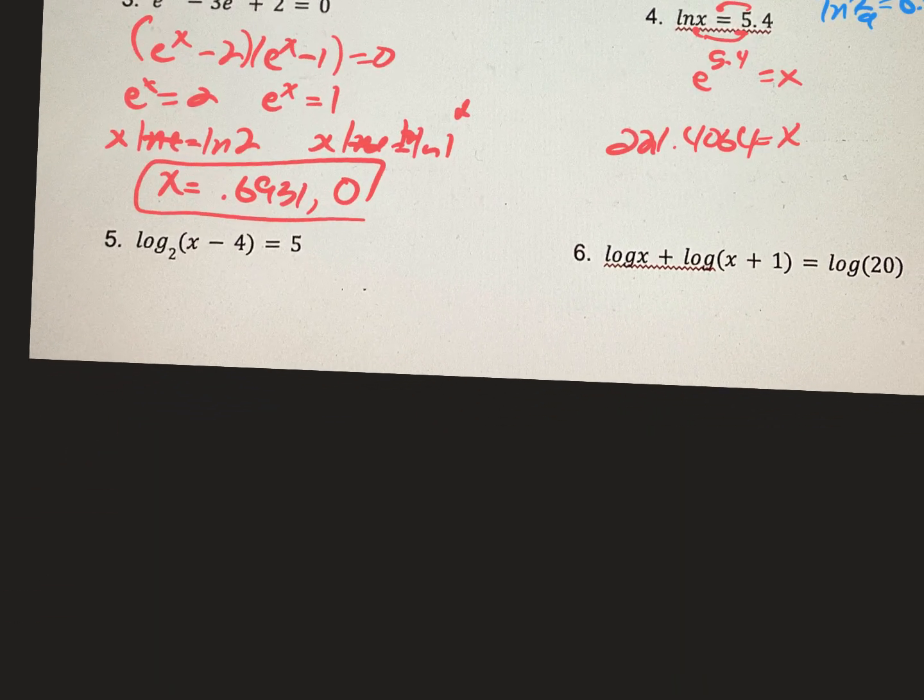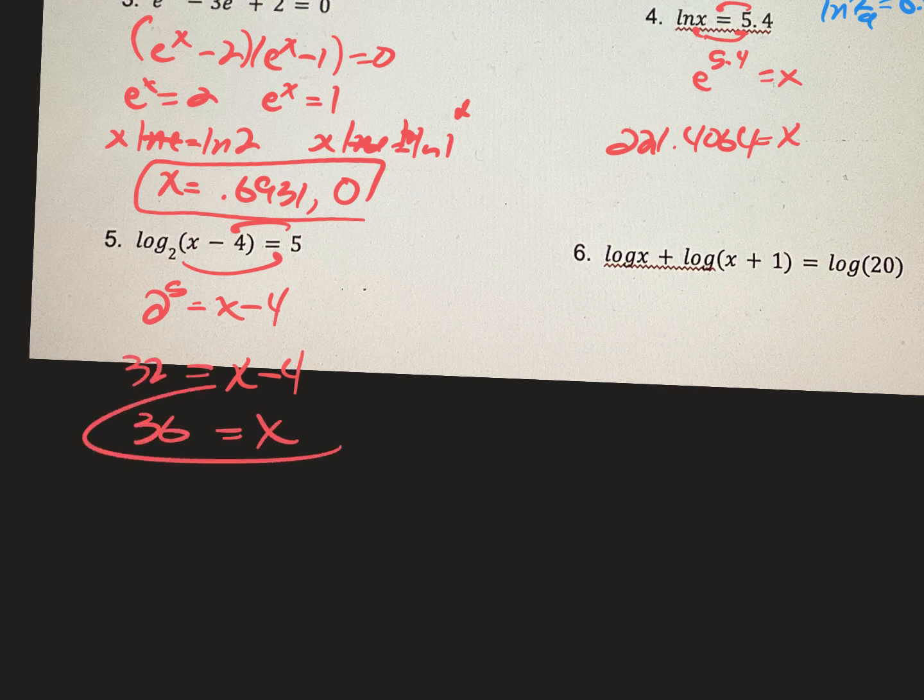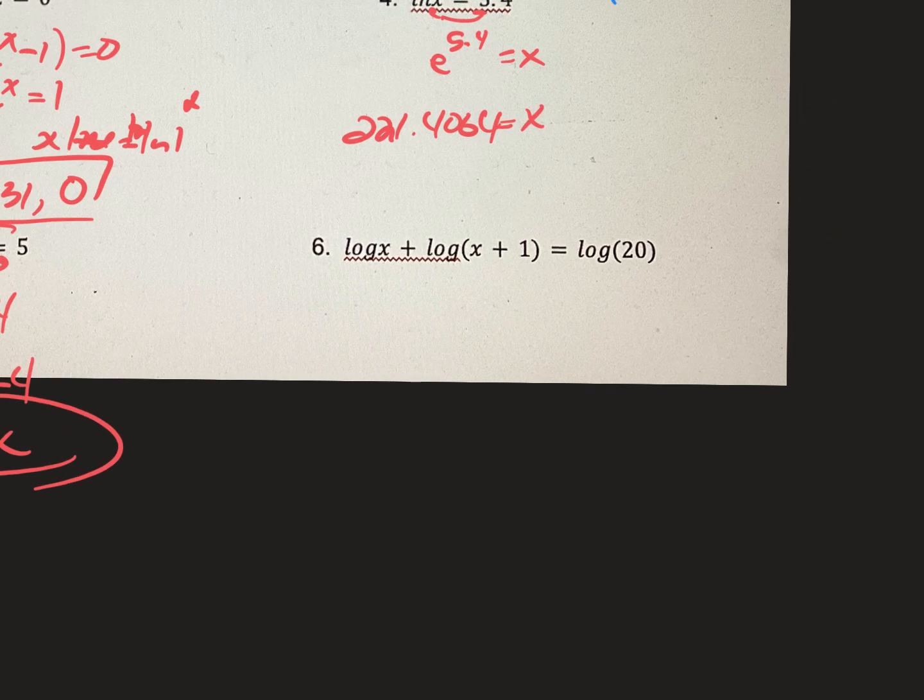Keep rolling. Number 5. Still 1 log on number 5 also. So I'm going to do 2 to the 5th equals that. So 2 to the 5th equals x minus 4. Now 2 to the 5th is 32. So if I just move that 4 over, I'm going to get 36. Now one thing you need to be doing here, and I haven't been saying, is when you have a log, remember your log must be positive. So make sure whatever answer you get keeps your log positive.